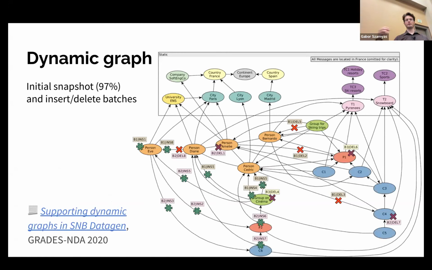One creates an initial snapshot which simulates the data dump. It's roughly 97% of the entire graph. And we take the rest, which is a 35-day period, and split it into daily batches, each containing insert and delete operations. And these are then executed throughout the benchmark.